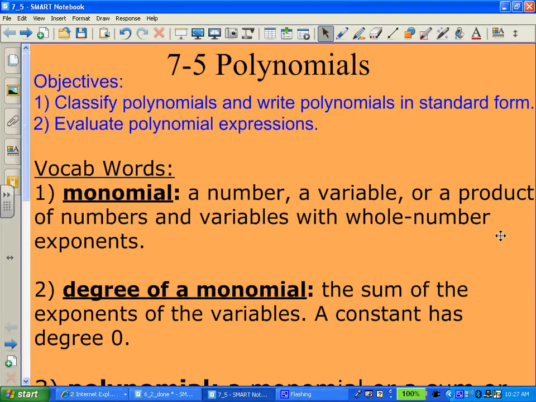Hi there. 7-5 is all about polynomials, and this is what the second half of chapter 7 will be about: dealing with polynomials. So we have quite a few vocab words here just so we're all on the same page.